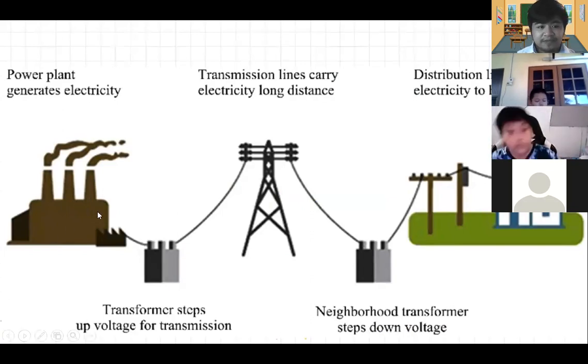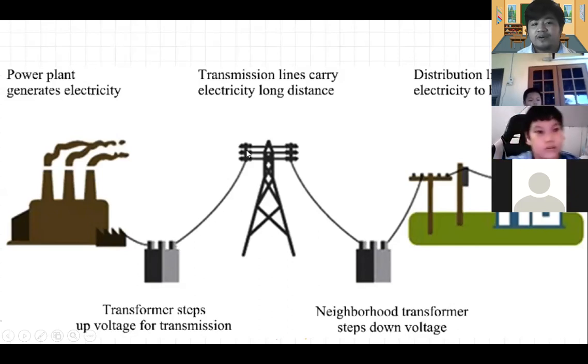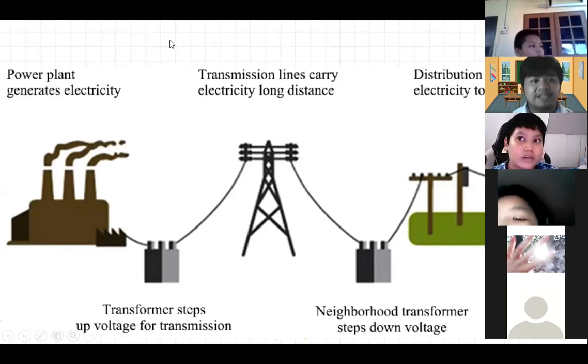And then a transformer steps up voltage for transmission. And then it will go through. Can you see this? You can see this on the road, right? Yes. So transmission lines carry electricity long distance, and then another transformer steps down voltage, and then the electricity will be distributed in our houses, schools, hospitals, everywhere. Okay?